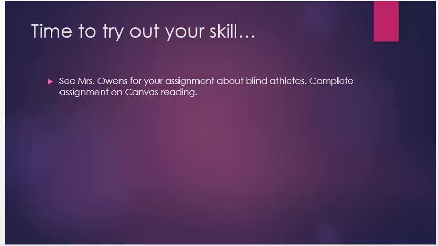Hopefully this is a pretty simple concept. Again, this should be a review from 5th grade, but it is time to try out your skill. I have a passage for you, and it is about blind athletes. So you're going to read it. You're going to annotate in the margins your ideas of the problems that you see that face the blind athletes and what solutions they came up with. So give it a go, and I'll talk to you in a little bit.